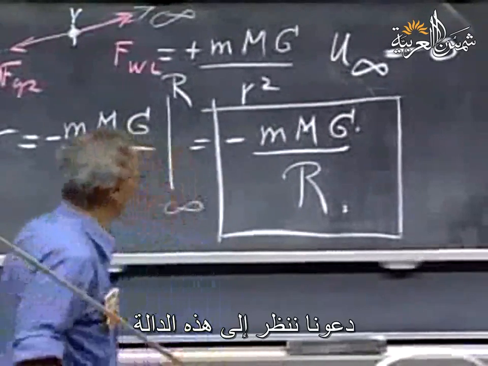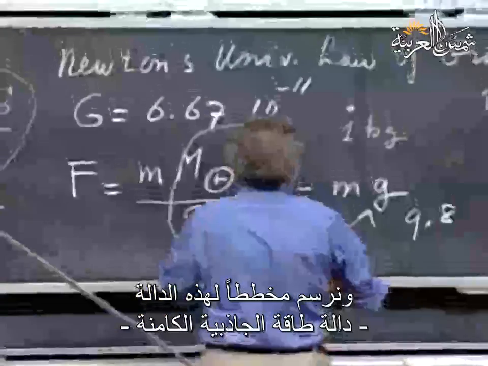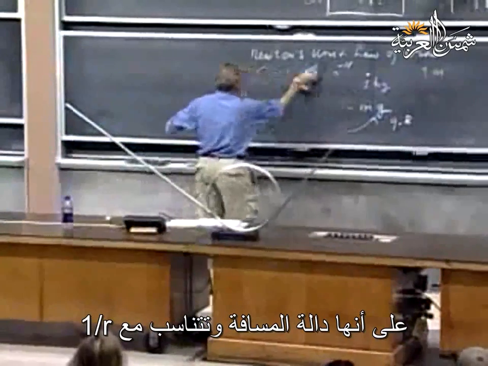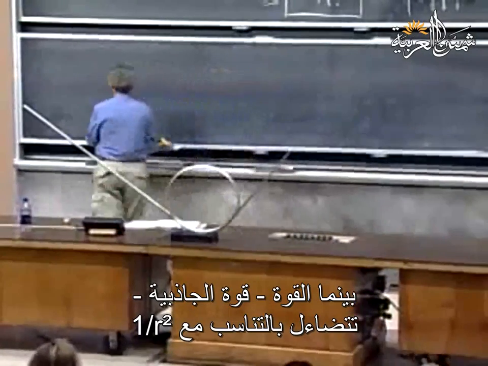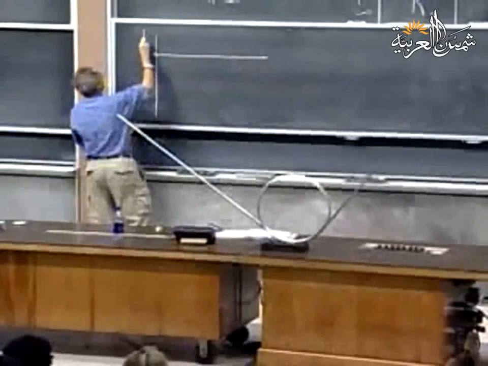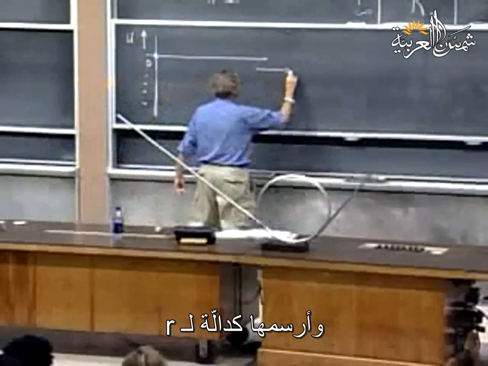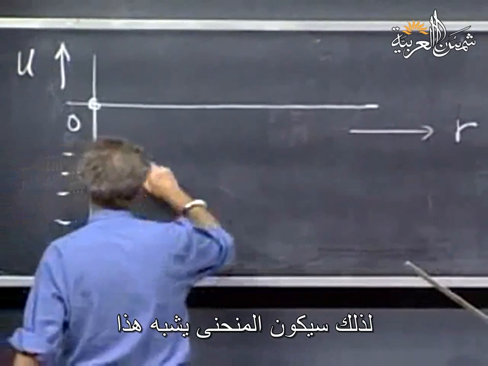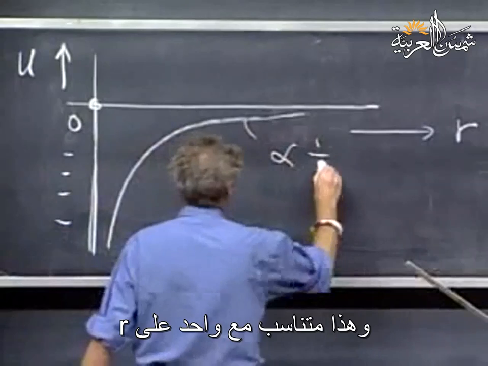So let's look at this function and let us make a plot of this function as a function of distance. The 1 over R relationship of the gravitational potential energy. The force, gravitational force, falls off as 1 over R squared. Here is 0. This is the gravitational potential energy. All these values here are negative, and here I plot it as a function. I use the symbol little r now instead of capital R. And so the curve would be something like this. This is proportional to 1 over R.